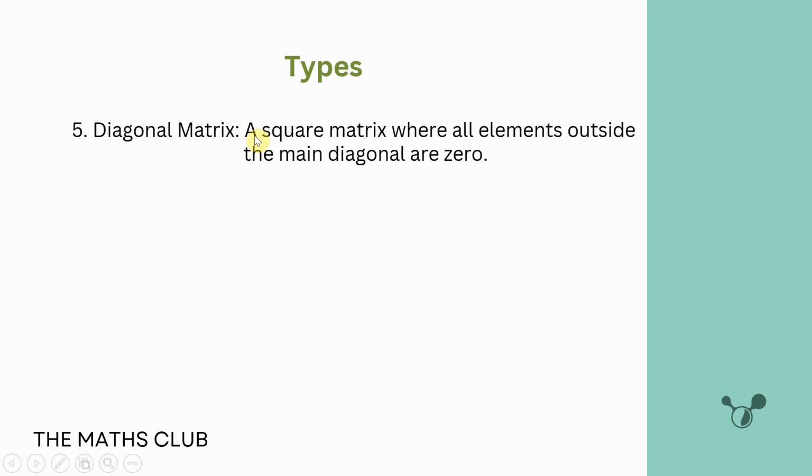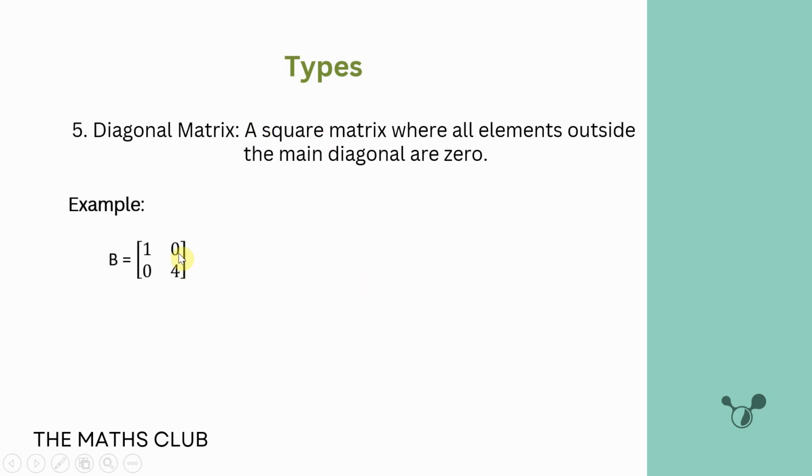A diagonal matrix is a square matrix where all elements outside the main diagonal are 0. So you can see this is the main diagonal, and it says it's a square matrix, meaning that it could be a 3x3 matrix, it could be a 4x4 matrix. But all elements outside the main diagonal are 0.